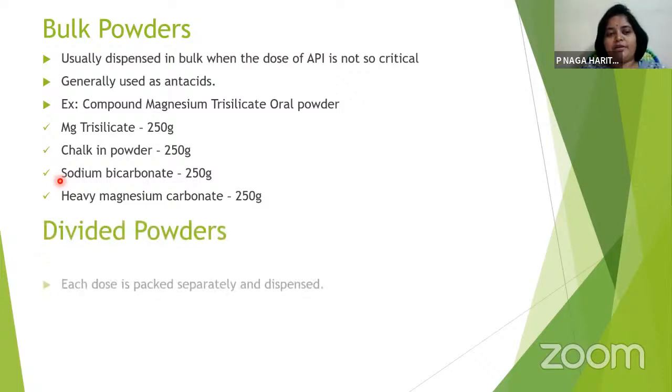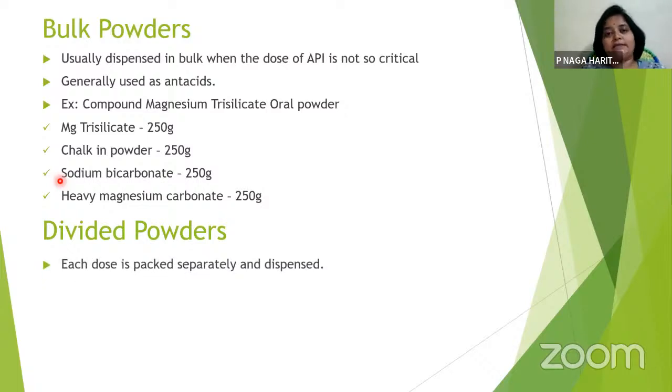Coming to divided powders, each dose is packed separately and dispensed. Just like tablets: suppose anybody has a fever, they just open the strip and take one tablet. They don't divide the doses, because the dose has already been calculated and formulated as a tablet. In the same way, in divided powders, the powder is divided into individual single doses and packed separately in individual packets. This is for the convenience of the patient.